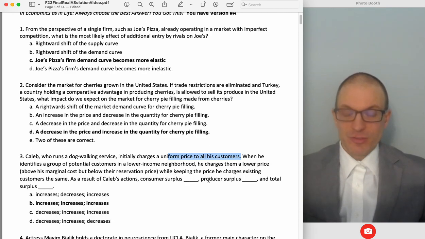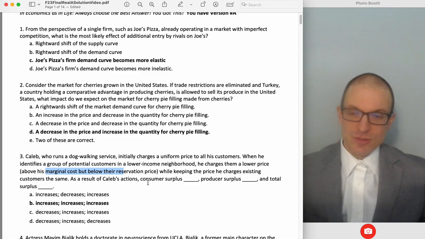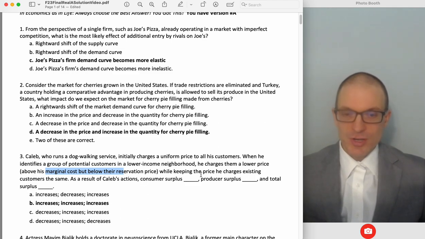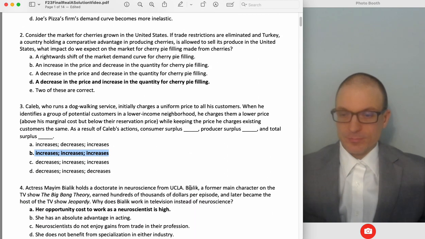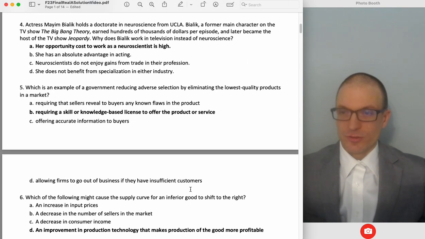Now he's going to have more profits because he's got more customers, right? We're told selling at a price above his marginal cost, right? And so there's going to be profits generated on each of these units or each of the new customers served. There's going to be a profit margin. And as a result, total surplus is going to rise too. And so we're going to get increase, increase, increase. All right. So let's see.